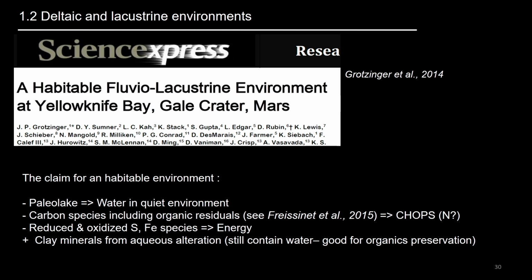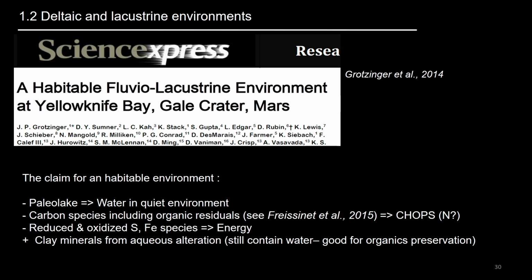So when this paper came out, a habitable fluvial-lacustrine environment at Yellowknife Bay, it was said, okay, this is one more lake on Mars, one more water on Mars. No, not just water. It's really, yes, a paleo lake with water in a quiet environment. This is where we look for habitability on Mars. It's typically this kind of environment.